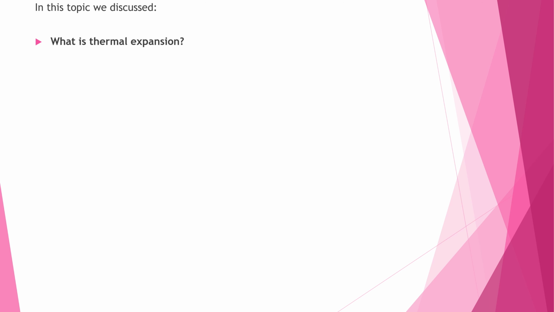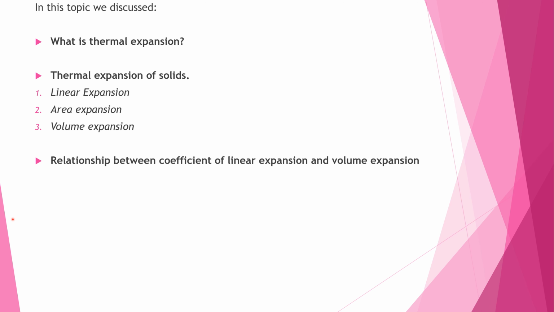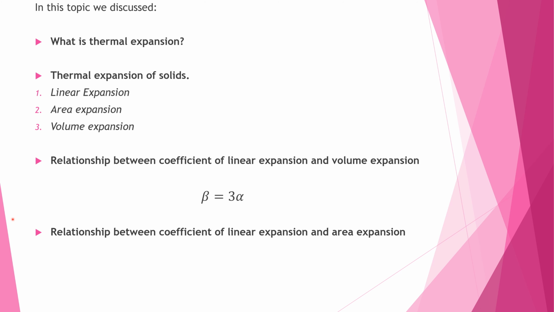In the first portion, I will explain what is thermal expansion, and after that I will explain thermal expansion of solids, which include linear expansion, area expansion, and volume expansion. After that I will derive the relationship between the coefficient of linear expansion and volume expansion, which is beta equals 3 alpha, and the relationship between the coefficient of linear expansion and area expansion, which is gamma equals 2 alpha. And at the end I will explain the bimetallic thermostat.